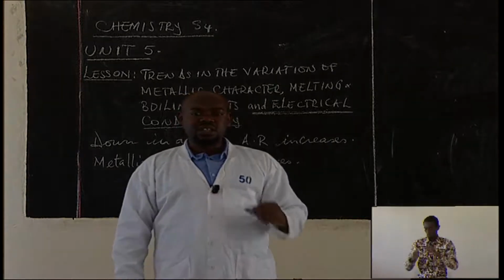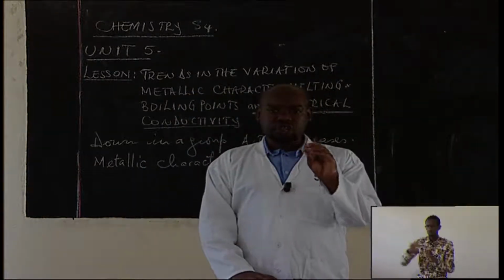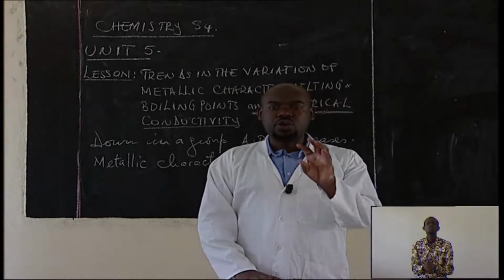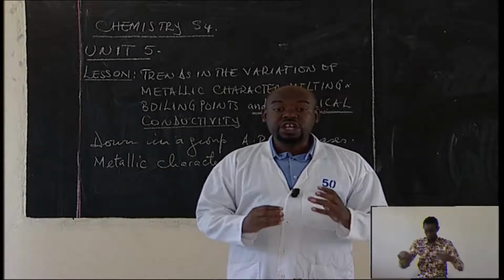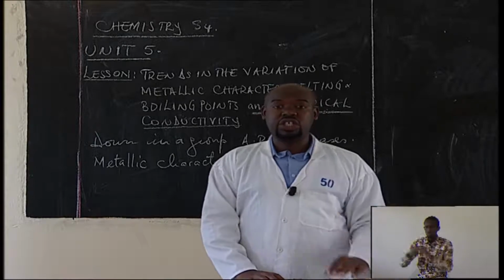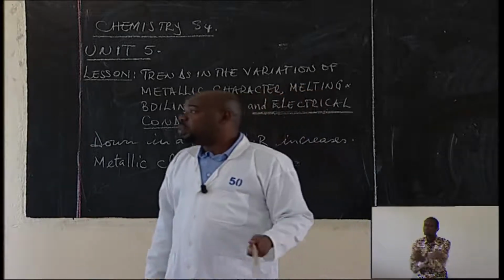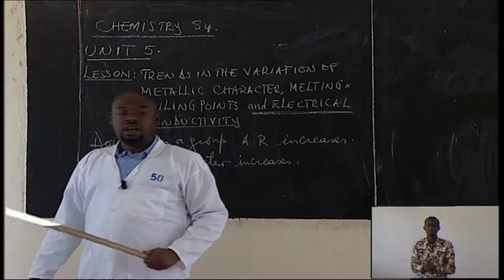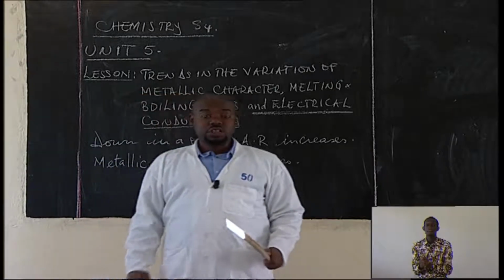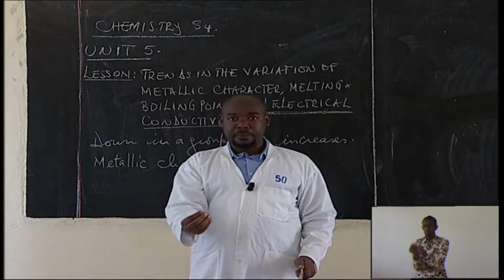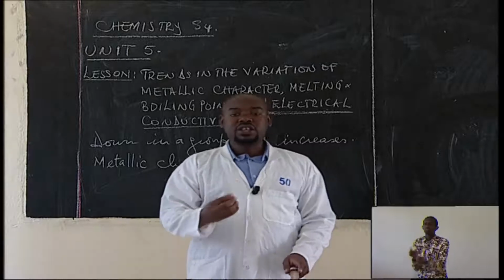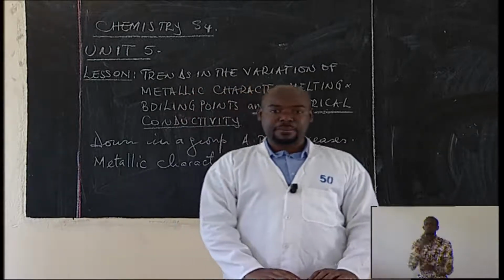So what is needed there? For those changes to take place, what do we need? We need energy. We have to supply energy. The two processes, melting and boiling, they are endothermic processes. So we have to supply energy. And what is the use of that energy?